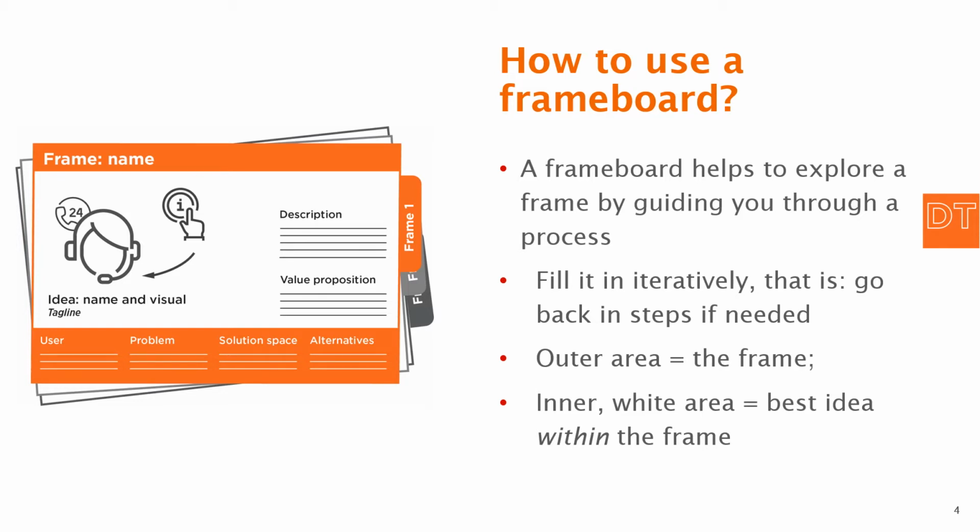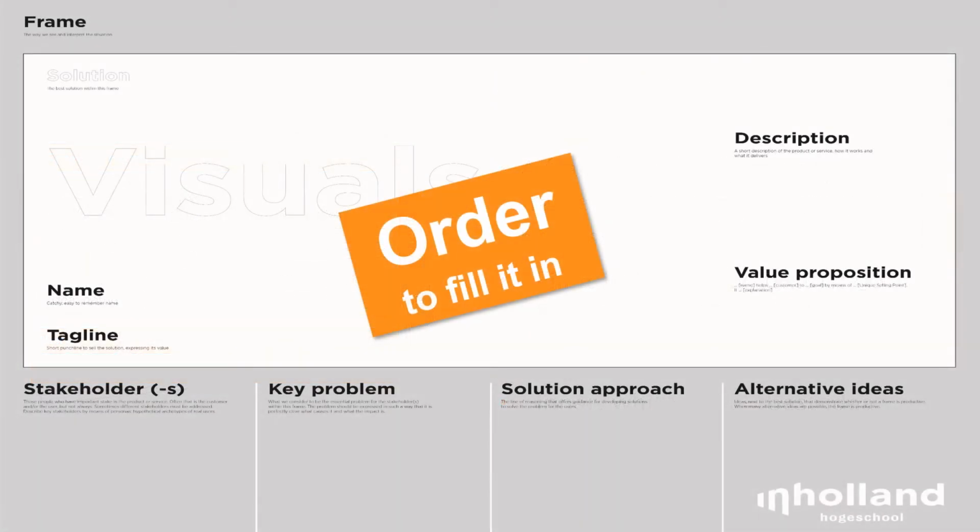What is important to understand right now is that there is an area outside, the colored area, which is the frame itself, which you will develop. And there's a white area within the frame, which is the best ID that you got within the frame. That's the thing you will present in the end. In order to develop a frameboard, you have to fill it in a specific order. First the gray area, then the white area. By the way, you can download this template at the website.